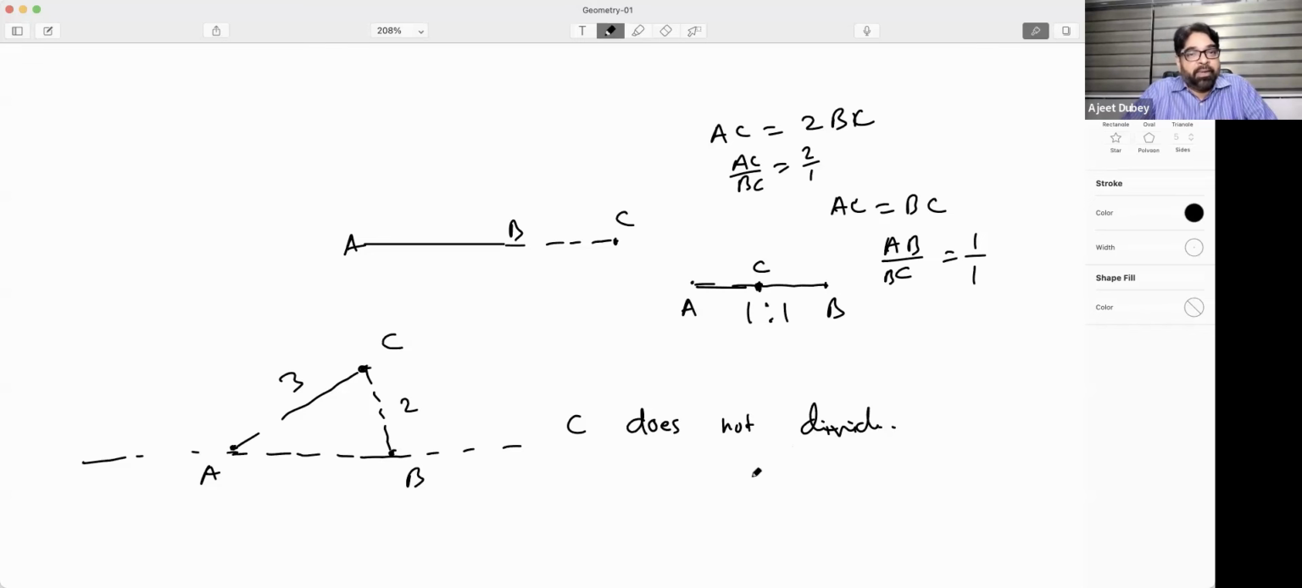Am I clear to everybody? Sir, can you explain it again? I was unable to get it. If C lies on the line joining A and B, then only it will divide. Otherwise, it will not divide. So C does not lie on the line joining A and B, because the line joining A and B will be this, and C does not lie on this. So that's why it is said that it does not divide.